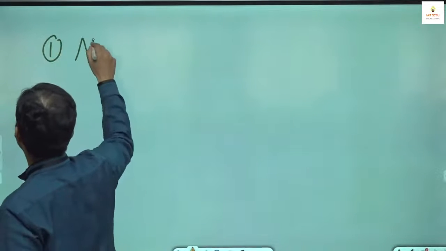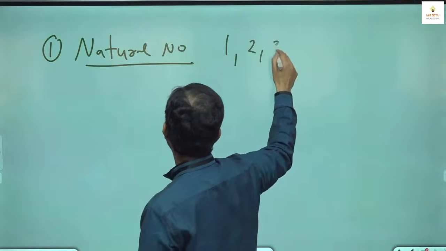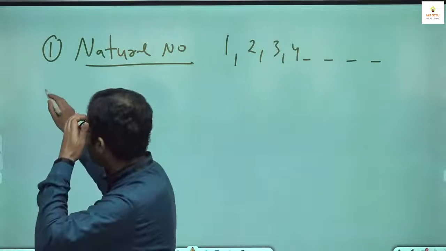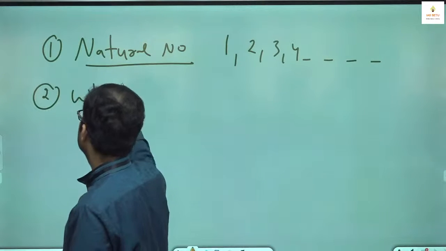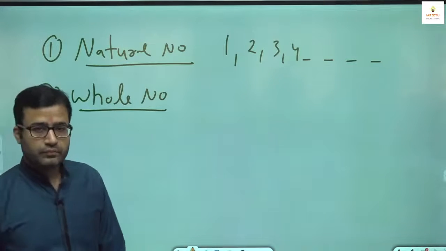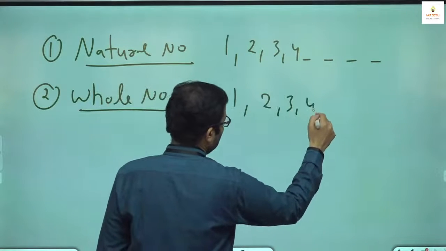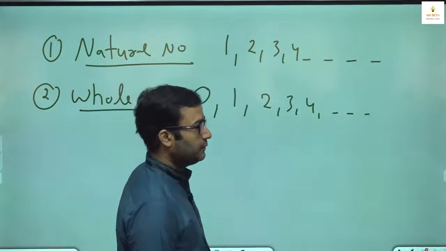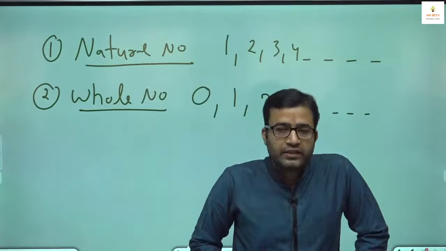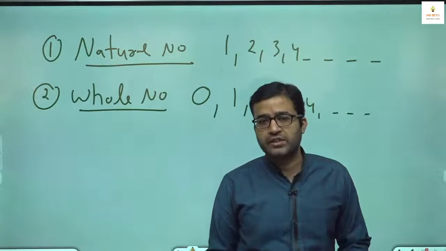First thing, we have natural numbers, all of you know: 1, 2, 3, 4, 5. These are natural numbers. Second one is whole numbers. If in natural numbers you add 0, you get whole numbers. Only thing you have to be careful about in the exam is whether the examiner is asking about natural number, whole number or integer.